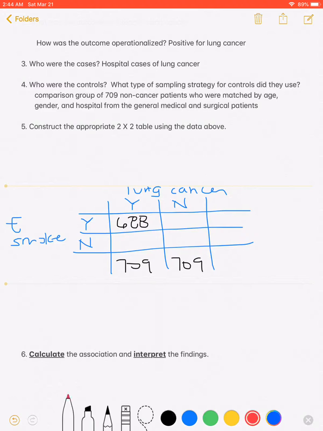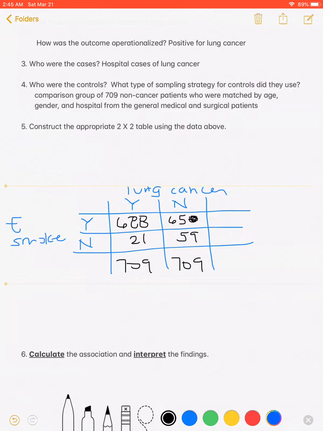Then, among our controls, all those people who do not have lung cancer, all our people in this column, how many of them smoked? Well, among those, 650 were smokers. That does not look clean. All right, what do we do next? We just subtract. It's simple subtraction. So in this case, it's 59. And in this case, it is 21.